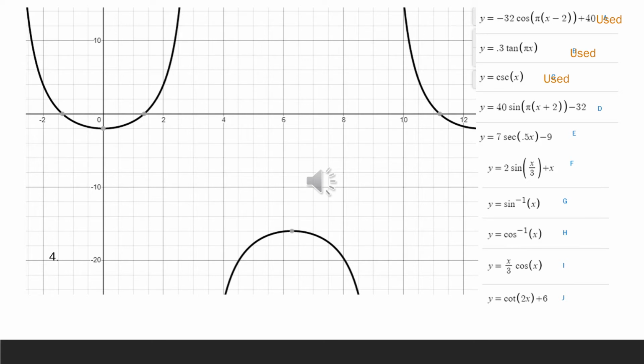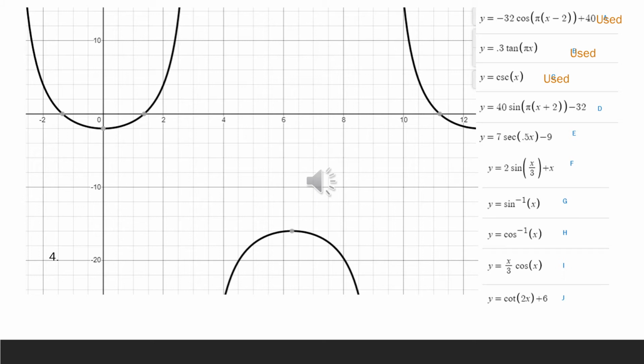This graph appears to be either secant or cosecant. It seems like I have asymptotes at odd multiples of pi. It looks like there's a vertical asymptote at pi and a vertical asymptote at 3 pi. The middle looks like it's around -10, so say -9, and the distance between the bottom and top of the U shapes and that middle looks like it could be 7. So E appears to match this graph.